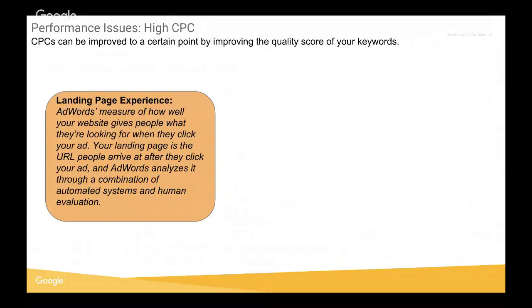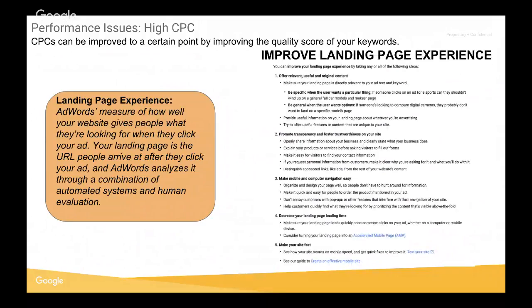Second factor that affects the keyword quality score is the landing page experience. AdWords measures how well your website gives people what they're looking for when they click your ad. Your landing page is the URL people will arrive at when they click your ad, and AdWords analyzes through various different combinations how effective and useful your landing page is. There are many factors that can improve the landing page experience. You can find this information in our support center. There's a very nice article actually on landing page experience in our support page, which can give you a breakdown of all the factors that could affect it.